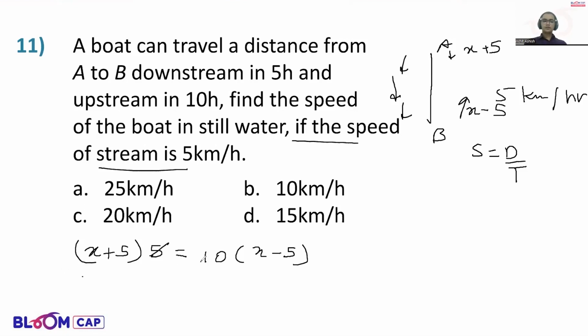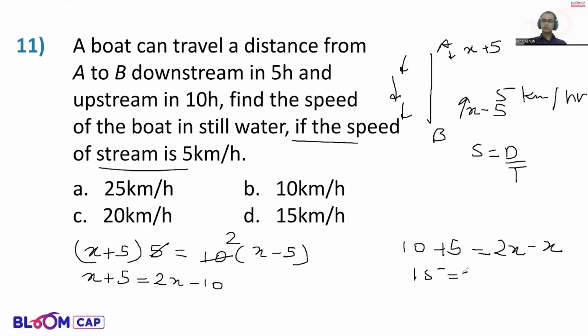Now let's solve this. We can cut 5 to the 10 directly from here. It will make our calculation much simpler. x plus 5 is equal to 2x minus 10. Now it's simple. Bring the single x over here and get this 10 from there to the left hand side. So 10 plus 5 is equal to 2x minus x. Therefore, 15 is equal to x. Therefore, 15 km per hour is our answer. We have to remember that while going downstream, speeds add, and while going upstream, speeds subtract.